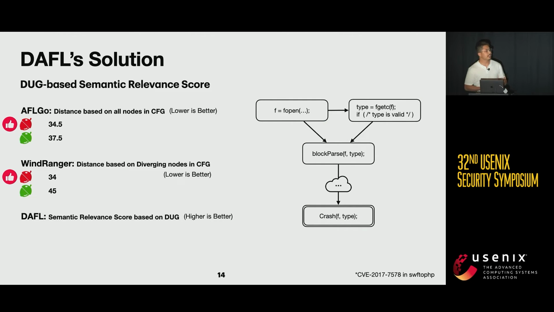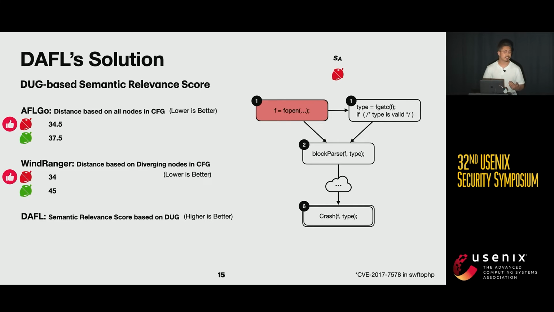DAFL also assigns scores to each of the nodes, but this time it's not the distance score, it's the semantic relevance score. So the nodes that are furthest away from the crashing location are assigned the lowest score, and as it gets closer, it is assigned a higher score. And eventually, the crashing node is assigned the highest score among all the nodes in the graph. Now, given seed A covers a single node in the DUG, which is assigned a score of 1.